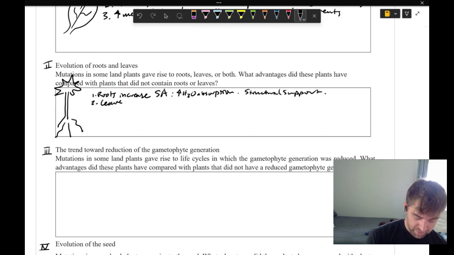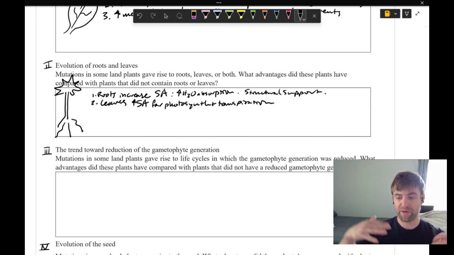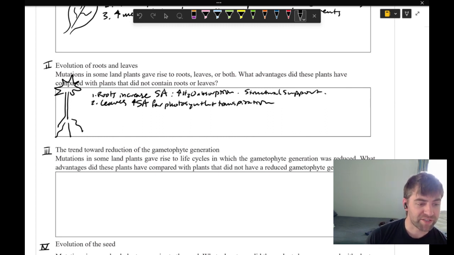Leaves with vascular tissue, similarly to what we were talking about before, provided both an increase in surface area for photosynthesis, but also transpiration. Transpiration is that evaporation of moisture. As a result, some cells could specialize in functions other than photosynthesis, for example, roots and water absorption.